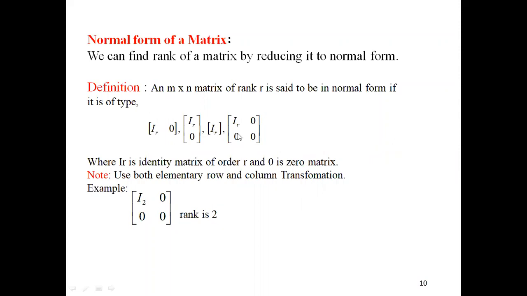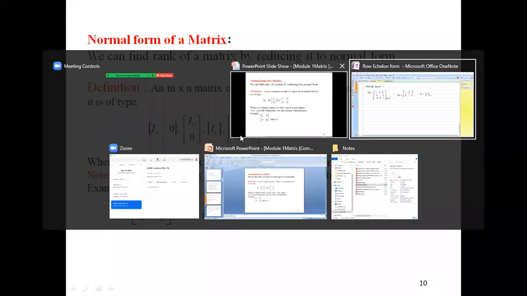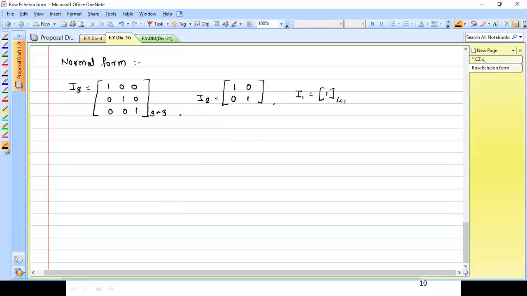So let's see them one by one with examples. Suppose in a normal form, I have four types, so I can write down my four types here. First type is my IR and 0. Second type, I may get some IR and 0. Third type, only IR.